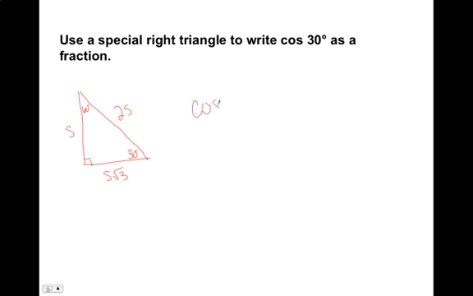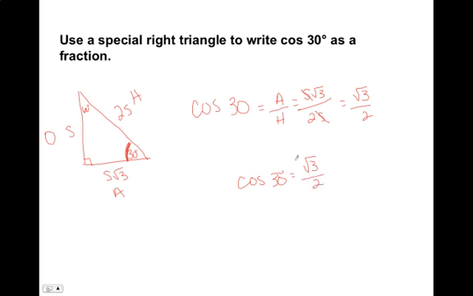And since we want the cosine of 30, we know we're referring to this angle here, so we can label opposite, adjacent, hypotenuse, and if we want cosine, we know that's the adjacent over the hypotenuse. So we have s square root of 3 over 2s. Look to see if you can simplify it, and in this case we can. The s's cancel out and we're left with the square root of 3 over 2. And you're done. The cosine of 30 degrees is the square root of 3 over 2.